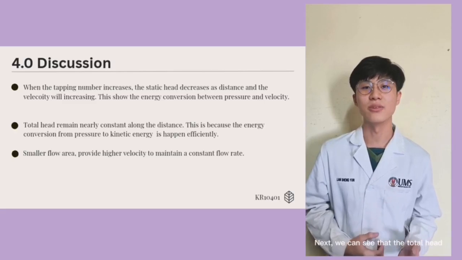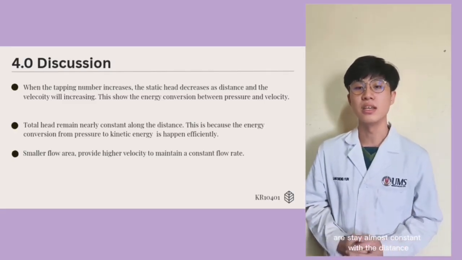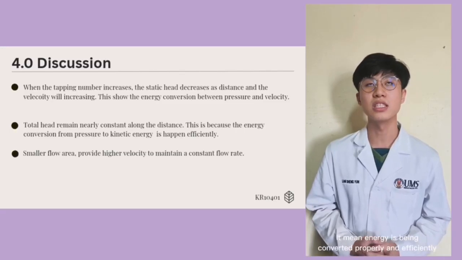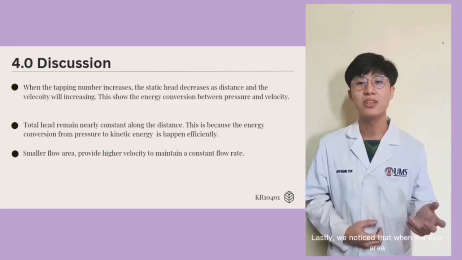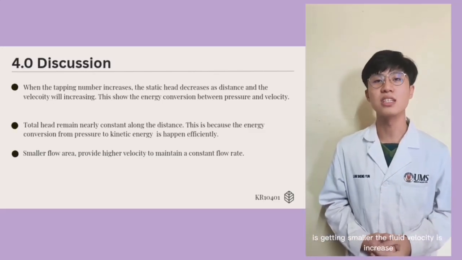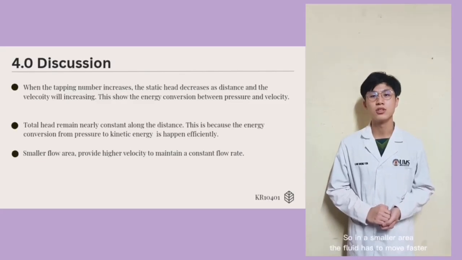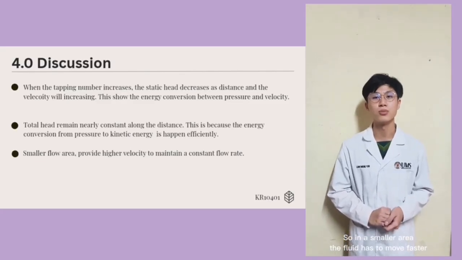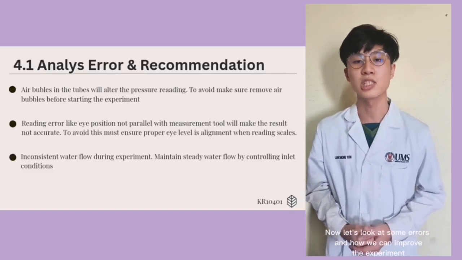Next, we can see the total head, which is pressure head and velocity head, stays almost constant with the distance. That is a good sign because it means energy is being converted properly and efficiently, without much loss. Lastly, we can notice that when the flow area is getting smaller, the fluid velocity is increased. This is because the flow rate needs to stay the same, so in the small area, the fluid has to move faster.